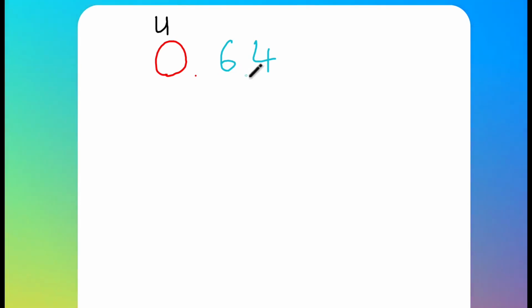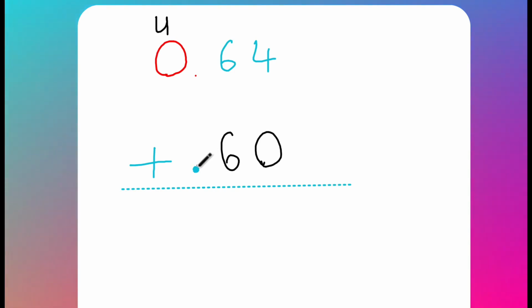We may have a remainder as a decimal. Let's add 0.60. As you can see, I did not include my 0 because there's automatically a 0 here. Therefore, we know that that is just 0.60. Let's go. 4 plus 0 is 4. 6 plus 6 is 12.